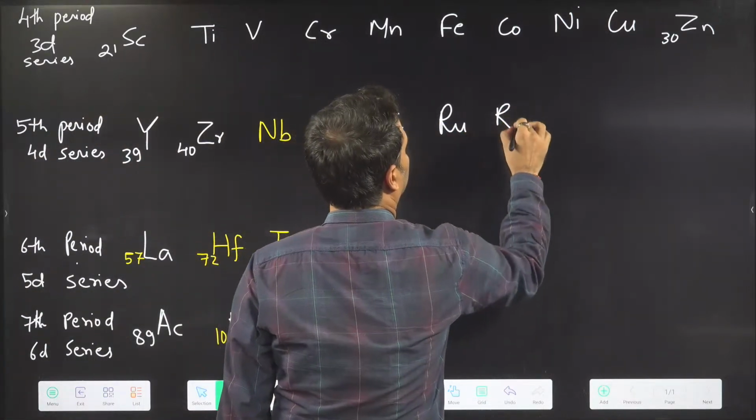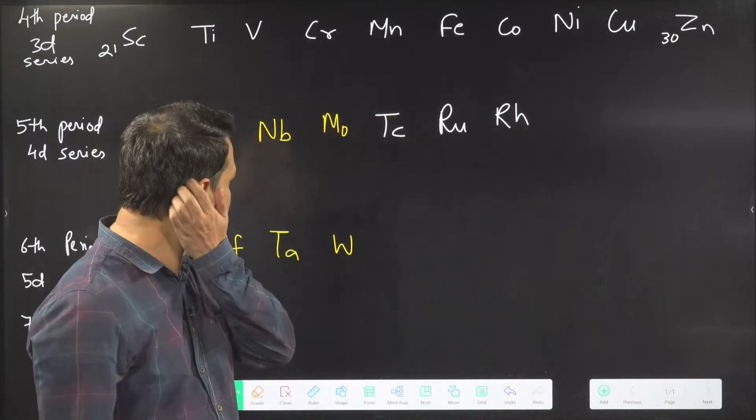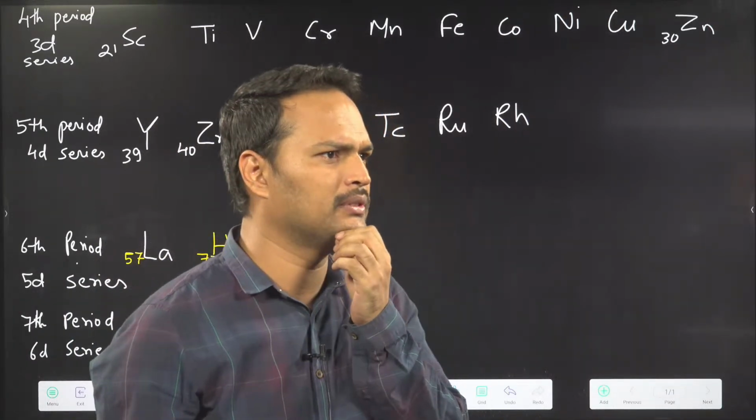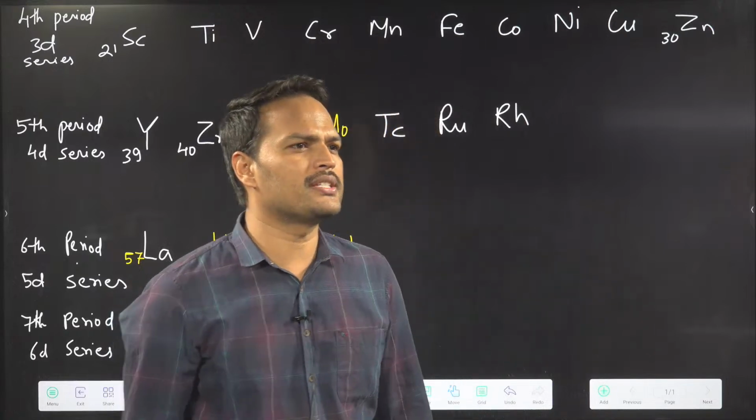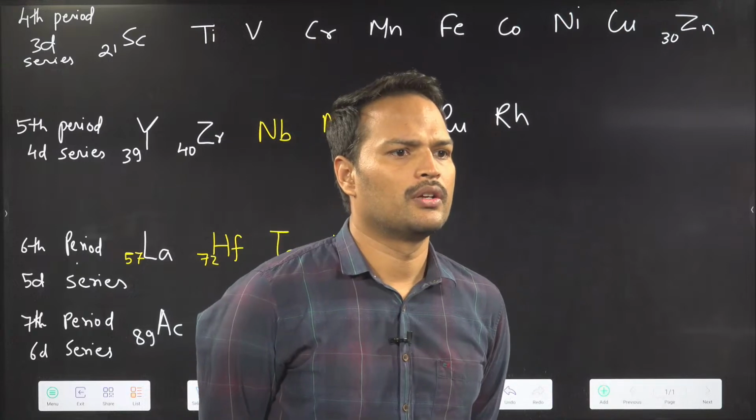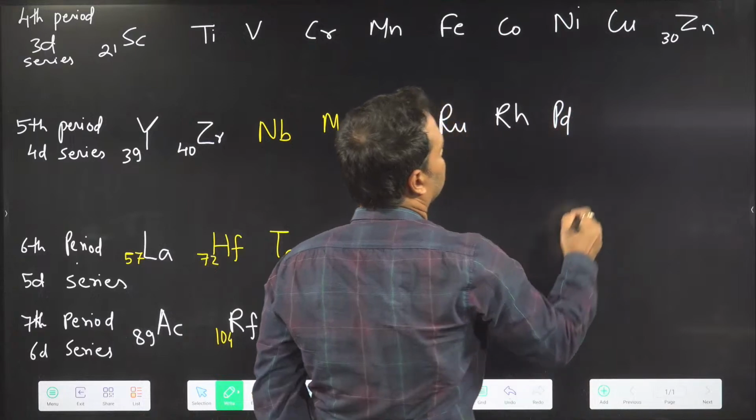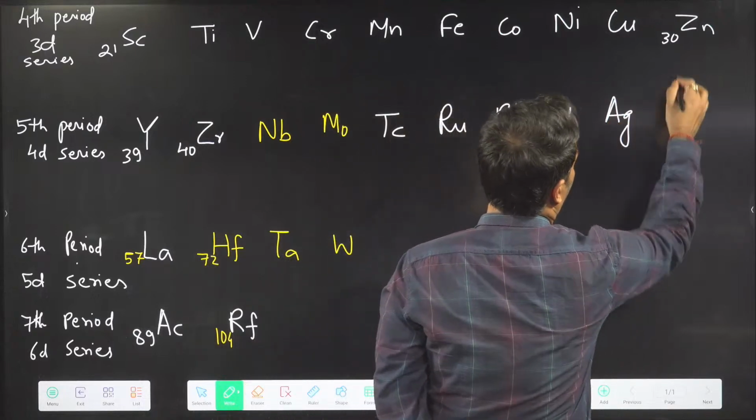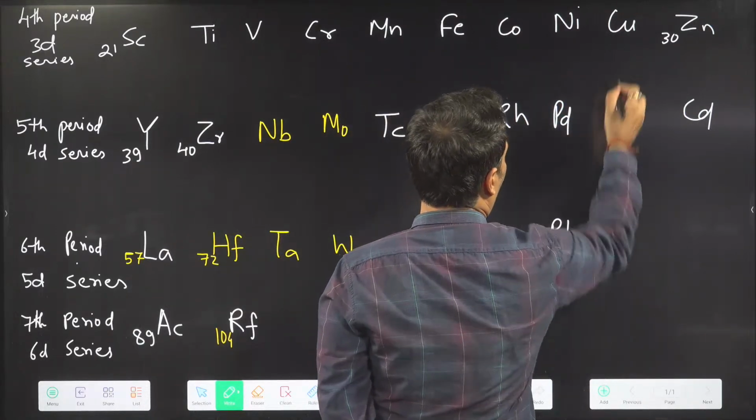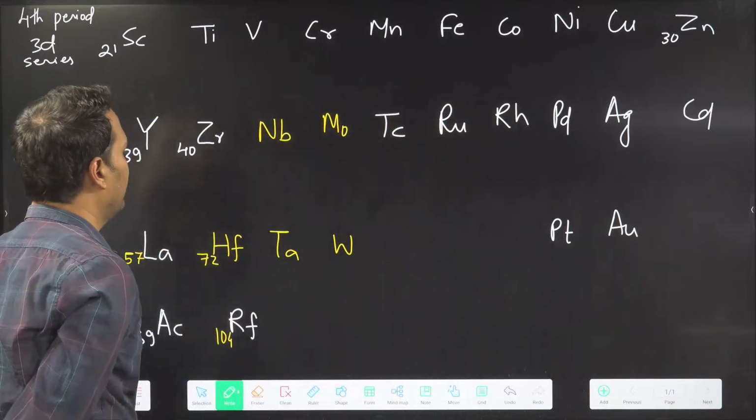Ruthenium, rhodium. Then what is there? Just check it, everyone. Everyone, look at the NCERT. Few students are still missing, I think. Nickel, palladium, copper, Ag, zinc, cadmium. So we know a few things like nickel, palladium, platinum, copper, Ag, Au. These things you know.